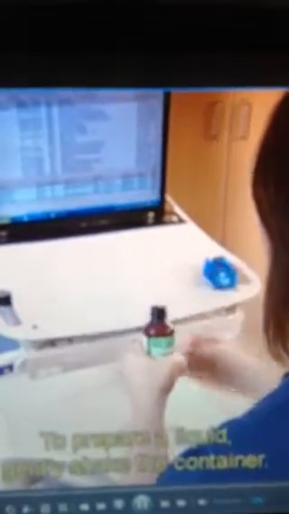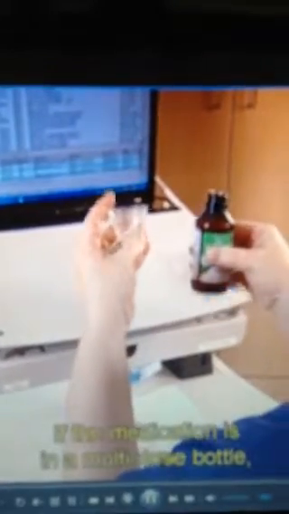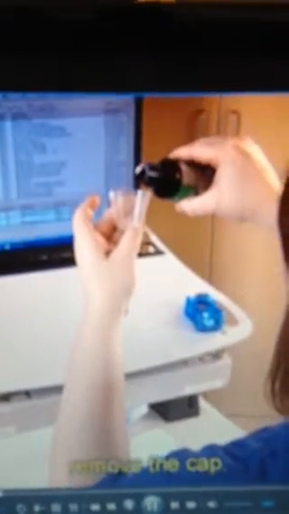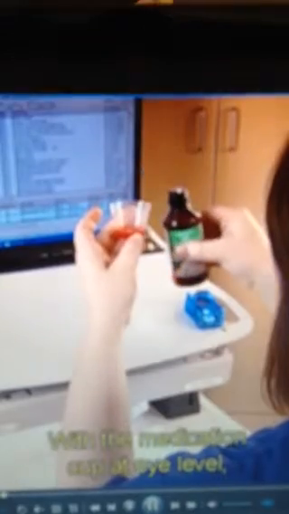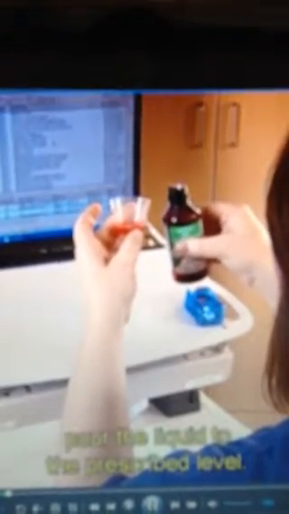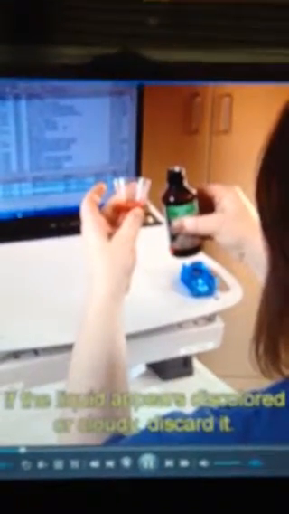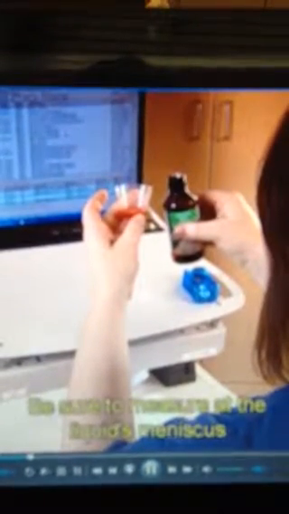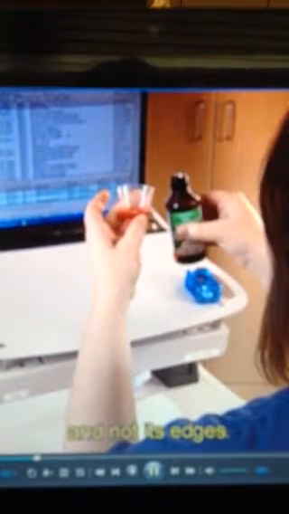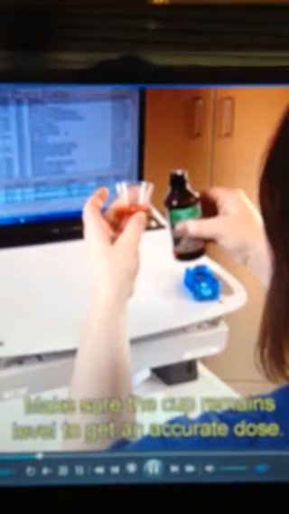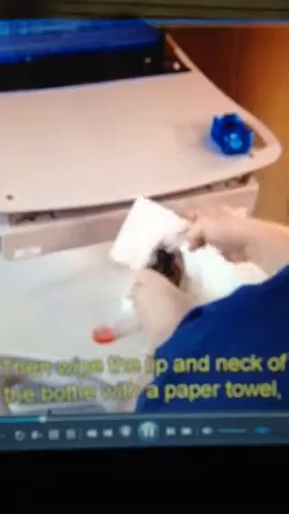To prepare a liquid, gently shake the container. If the medication is in a multi-dose bottle, remove the cap. With the medication cup at eye level, pour the liquid to the prescribed level. If the liquid appears discolored or cloudy, discard it. Be sure to measure at the liquid's meniscus and not its edges. Make sure the cup remains level to get an accurate dose. Then wipe the lip and neck of the bottle with a paper towel and recap the bottle.